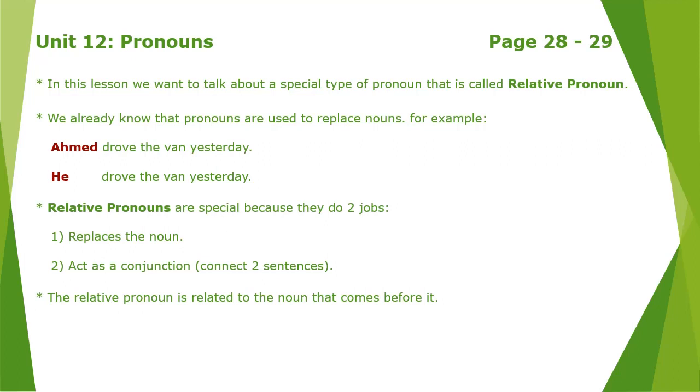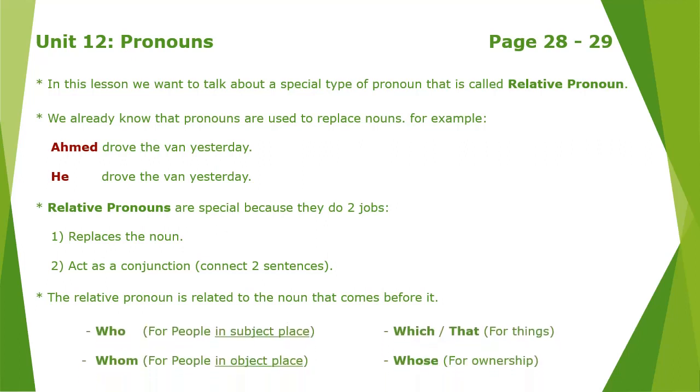So the relative pronouns I have, for example, who, and it's used for people in the subject place. This is used for people, and when these people are in the subject place of the second sentence, of course. Which and that are used for things, for example, table, chair, and so on, when I'm talking about things, not people.